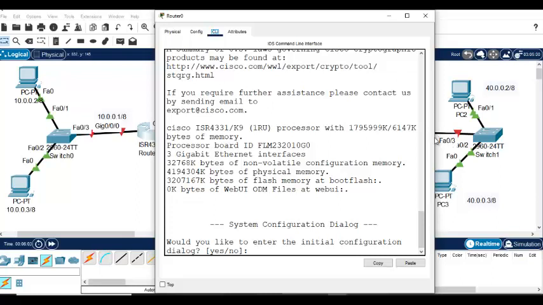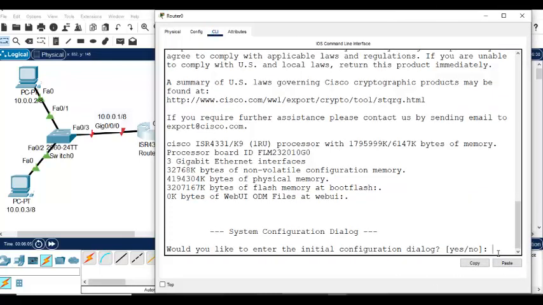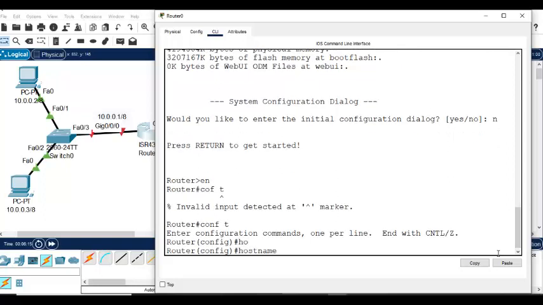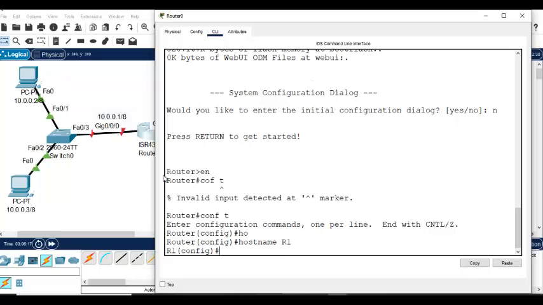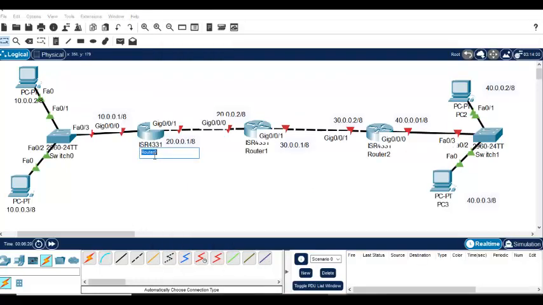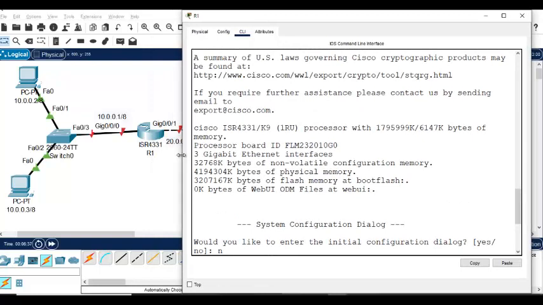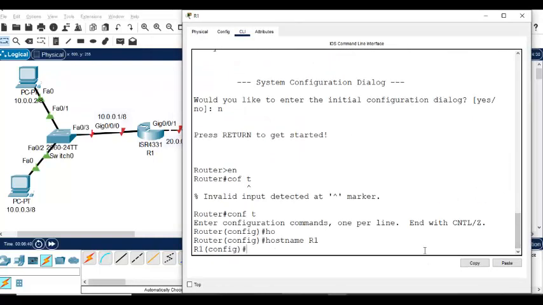It's a fresh router, so I should say no here. Enable. Host name, I'll give router 1. What is the name given here? I will change this as R1, R1, R2, and R2. So on R1, the interface G0/0, I bring it up by typing no shutdown.